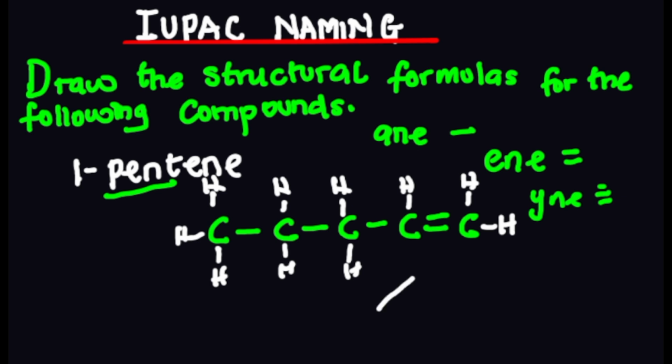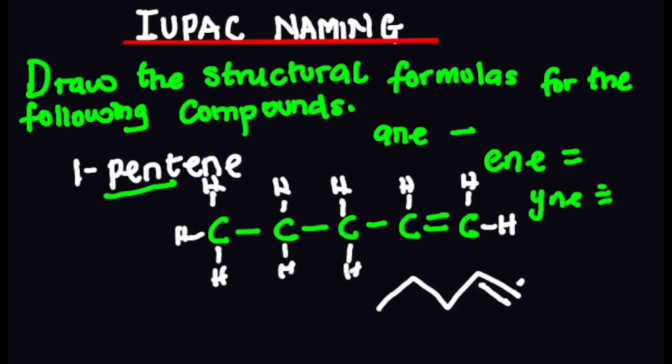You're going to have 1, 2, 3, 4, 5. Then at this point, we just put a double bond here. This is 5 carbon atoms, and this is pent. That's 1-pentene, with the double bond on carbon number 1. This is the skeletal formula and this is the structural formula. So this is 1-pentene and 1-pentene.